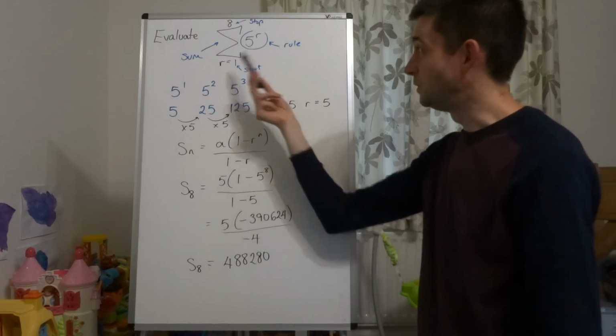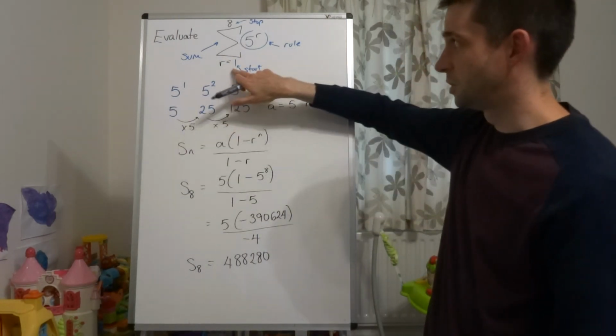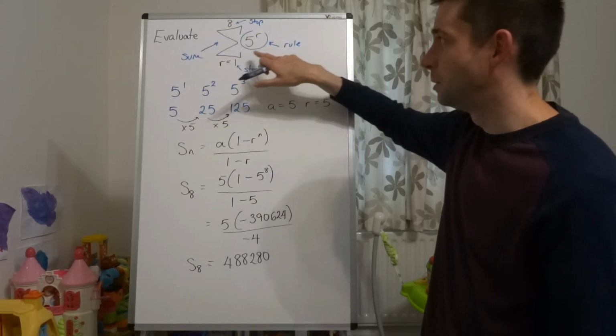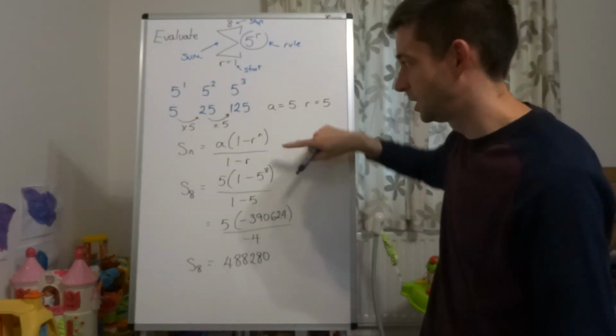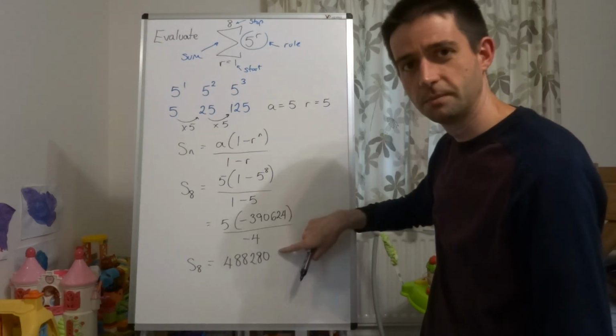So there we go. If you see this notation sigma, it means you're doing a sum. You're told the term to start from, the term to stop, and you're told the rule. But because we're using a sum and we've identified that it's a geometric sequence, this is the formula we're using for sum to n terms. And there's the answer. Job done.